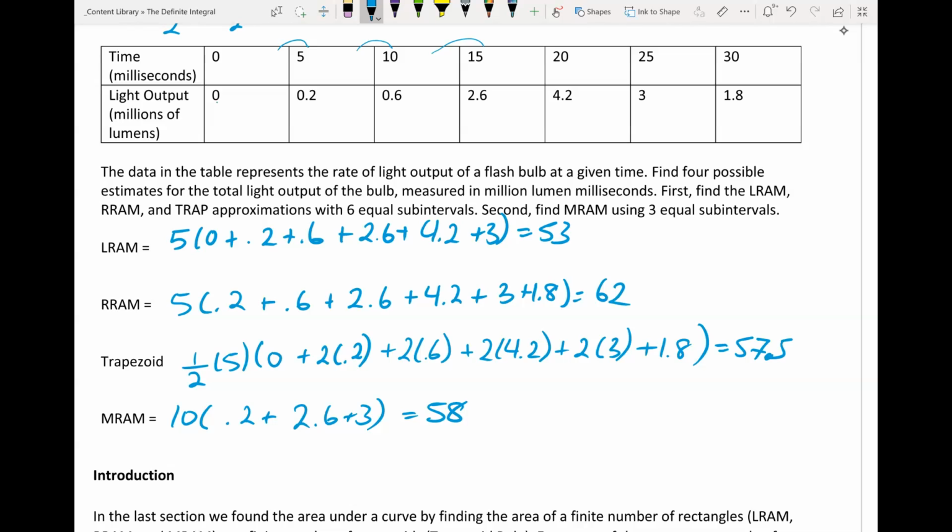And lastly, your MRAM. We're going to have different intervals here because we're going to go from 0 to 10 so that we can have a midpoint of 5 in between. So our subinterval goes up in increments of 10. That's where this 10 comes from. Then afterwards, I'm picking the middle value of each. So your next one's going to be from 10 to 20, and then you're going to pick the middle value, which is the value at 15, that's 2.6. And then from 20 to 30, and that middle value is 3. That's where the MRAM value comes from.